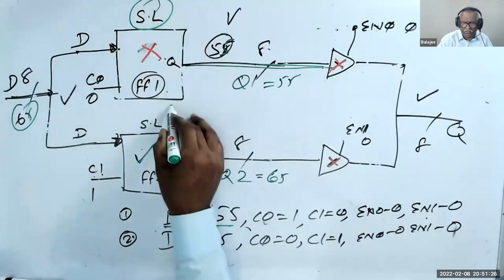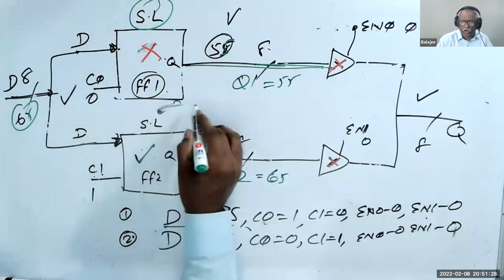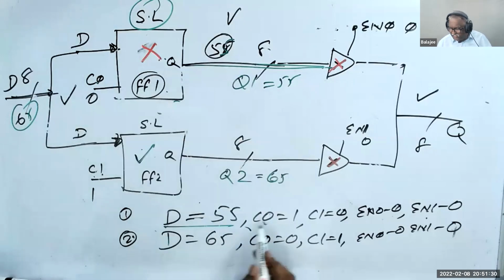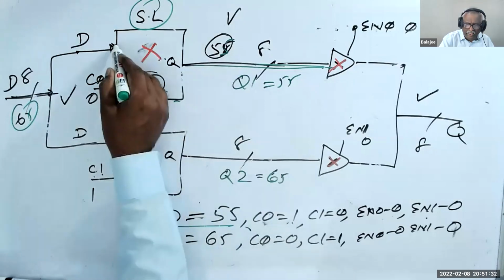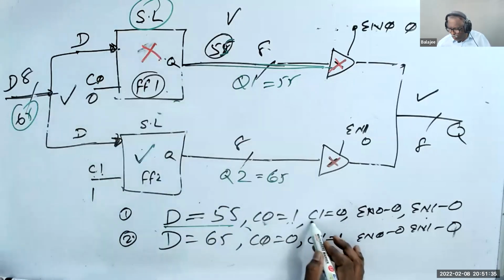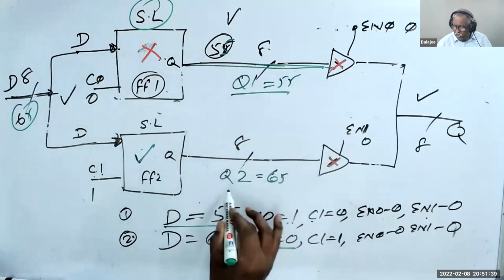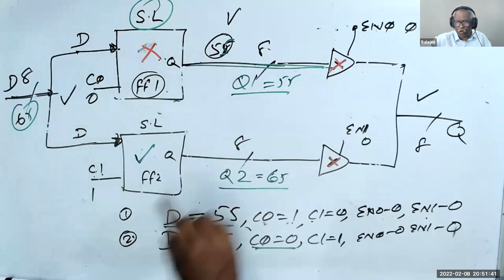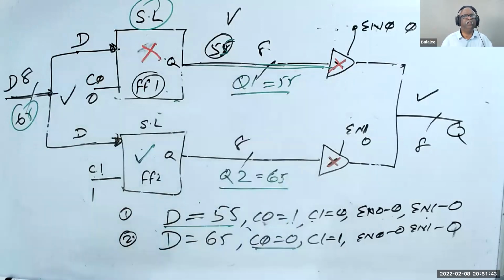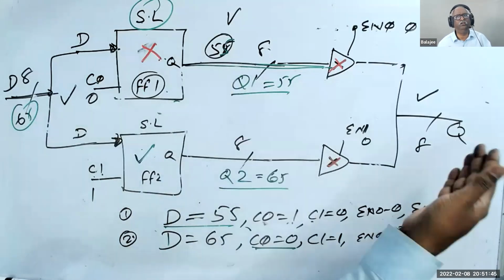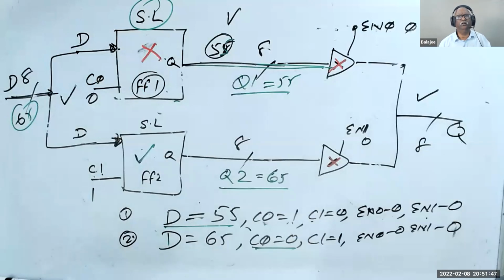That guy remembers. That is called Qn minus 1. When I make C0 is 1, I transfer. When I make C1 as 0, C0 is 0. So now Q1 is 55, Q2 is 65. Now both are there in the flip-flops. But it cannot come out. Now what I do here, the third one, D could be anything because I'm not giving C0 is 0, C1 is 0.